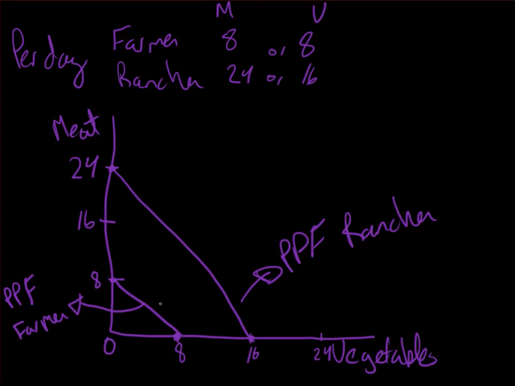If I'm the farmer, it's not possible for me to say I want to consume 6 units of meat and 6 units of vegetable. This point here, as we've seen in previous analysis of the production possibilities frontier, is infeasible for the farmer. The rancher, on the other hand, could produce more than 6 and 6, so this point would be inefficient. So you're limited by what you can produce in the absence of trade.